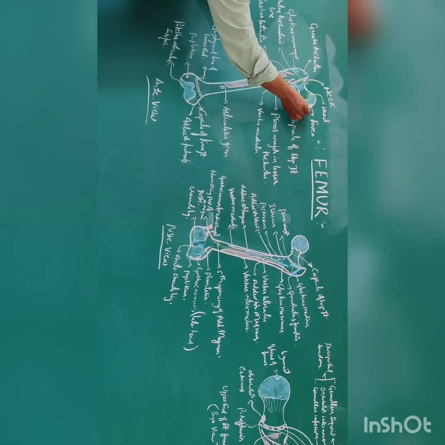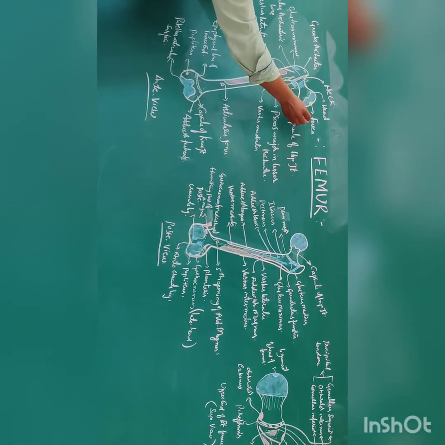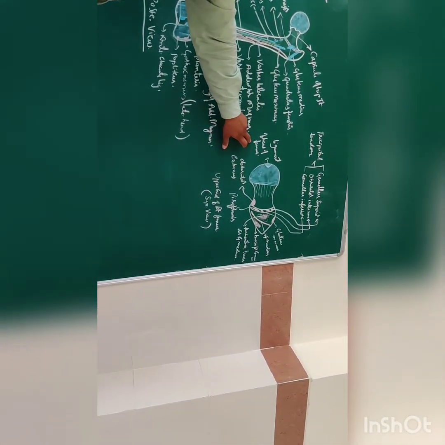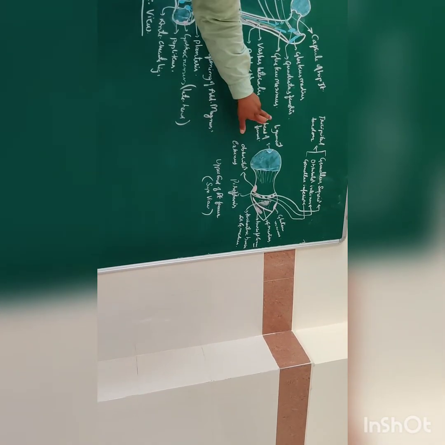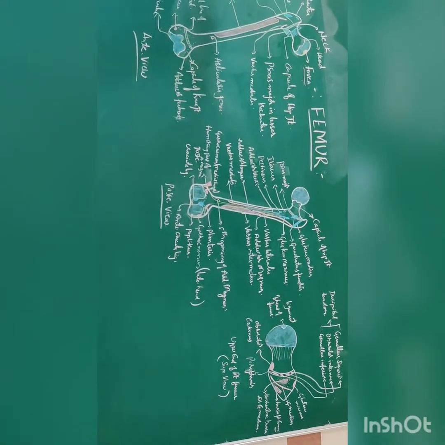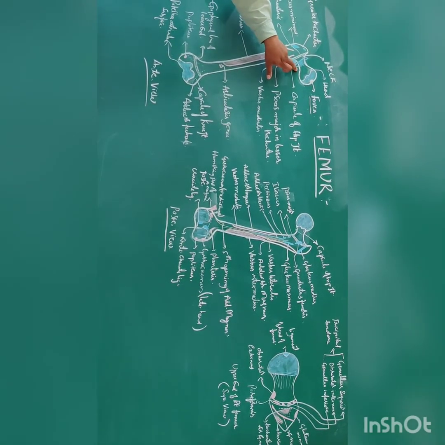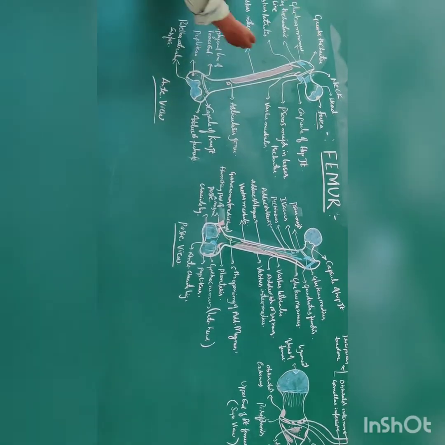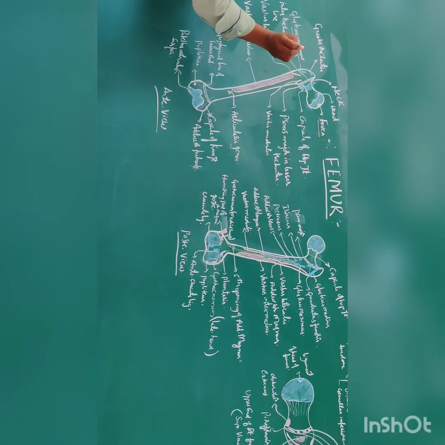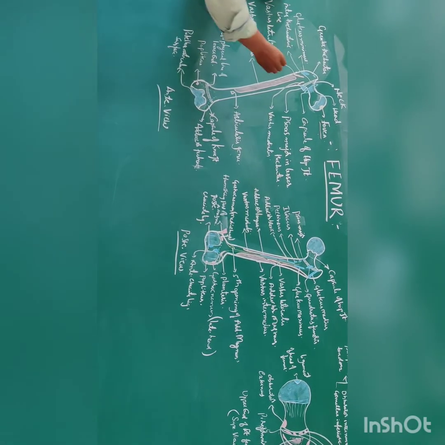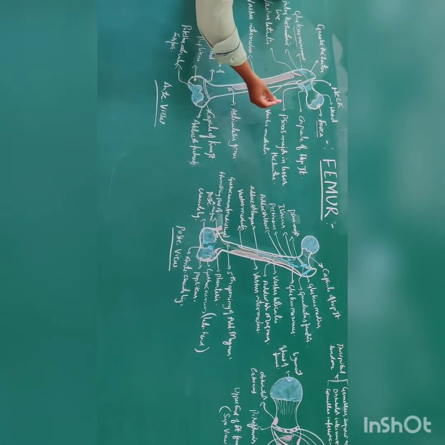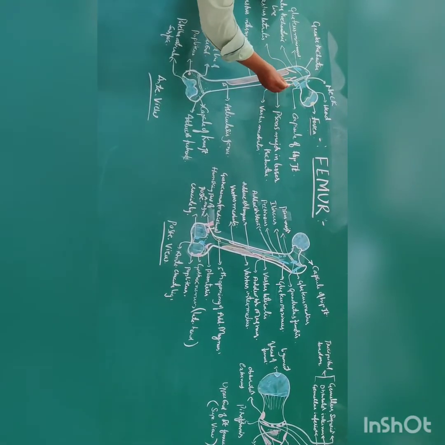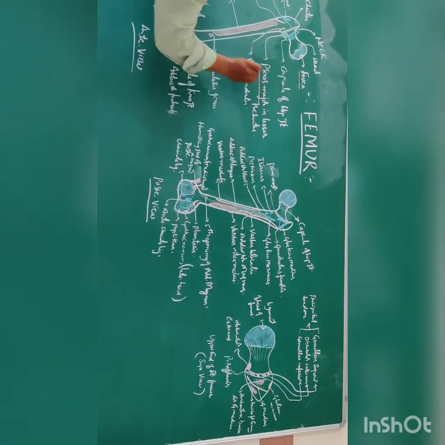At the head of the femur you see a depression. This is called the fovea capitis. The fovea capitis gives attachment to the ligament of the head of the femur. The neck gives attachment to the capsule of the hip joint. The greater trochanter gives attachment to the gluteus minimus. Then here we have the intertrochanteric line, and this is the lesser trochanter, which receives the insertion of the psoas major muscle.